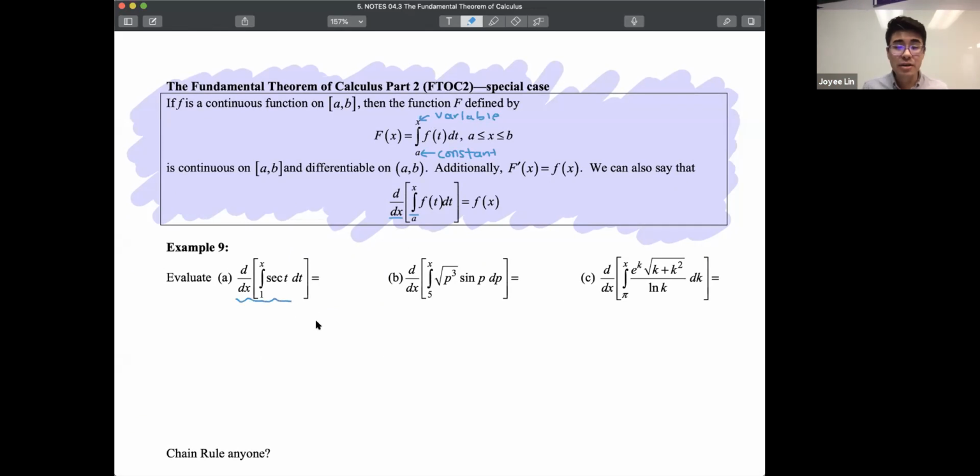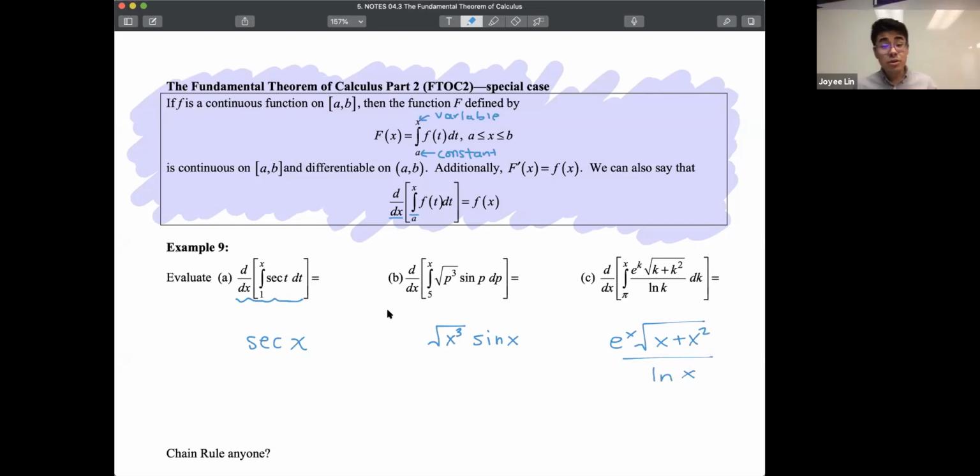If you take the derivative of an integral from any constant with respect to x, you just get secant x. Part B, it's literally just direct substitution. So square root of x cubed, sine of x, and then what? E to the x square root of x plus x squared over ln x. Right, derivative of integral cancel out.